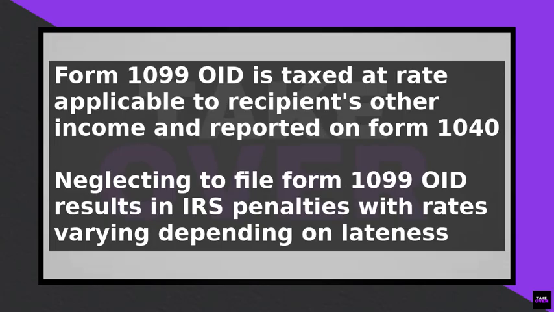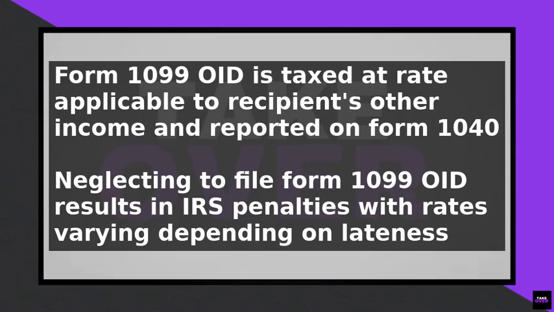To report Form 1099 OID on Form 1040, one takes the amount from Box 1 of the 1099 OID and inputs it on line 2B of Form 1040. If it exceeds $1,500, the amounts reported on lines 1, 2, and 4 of Schedule B must also be included.